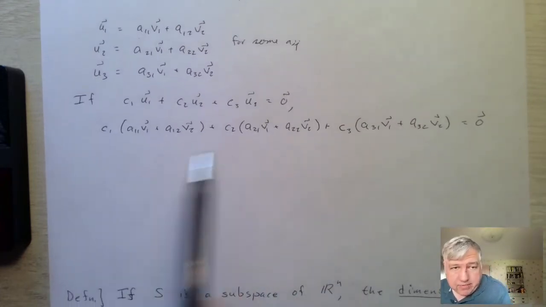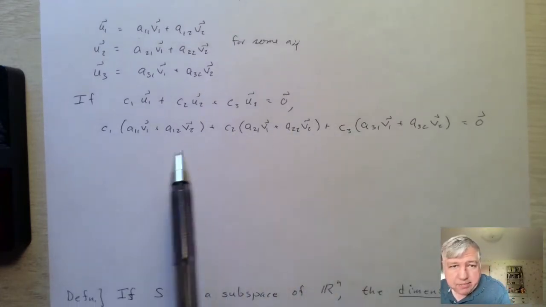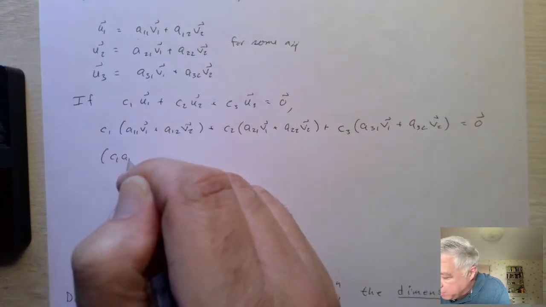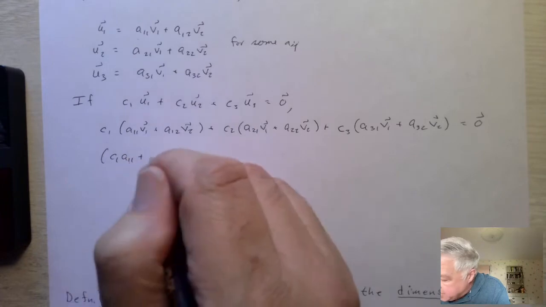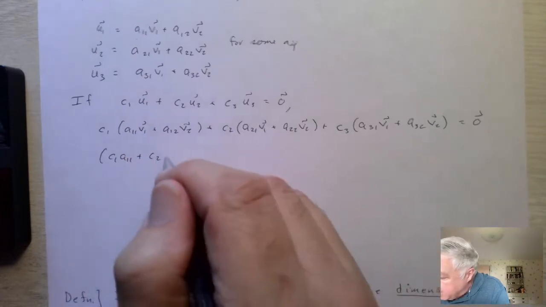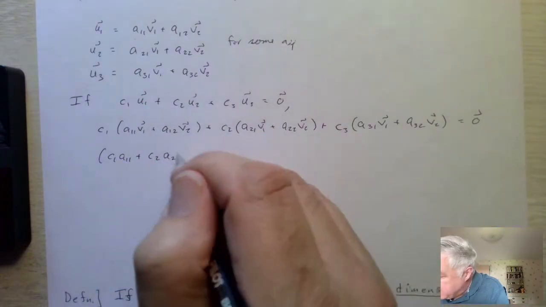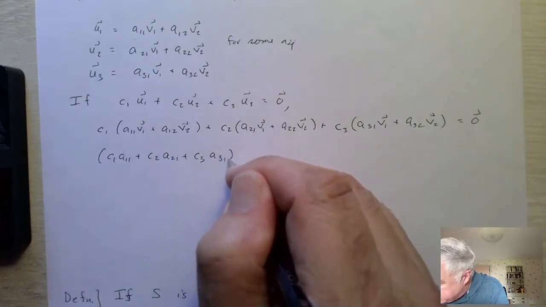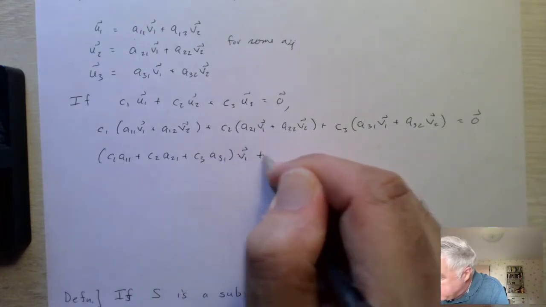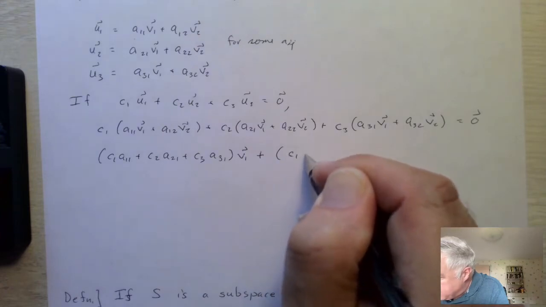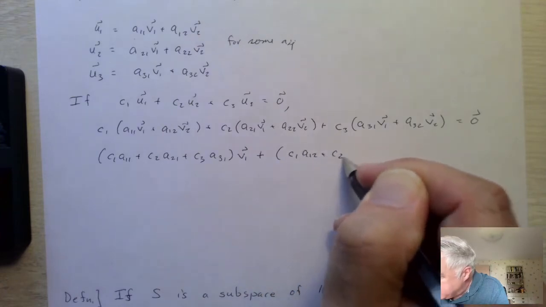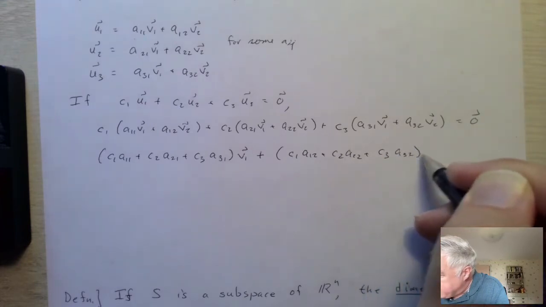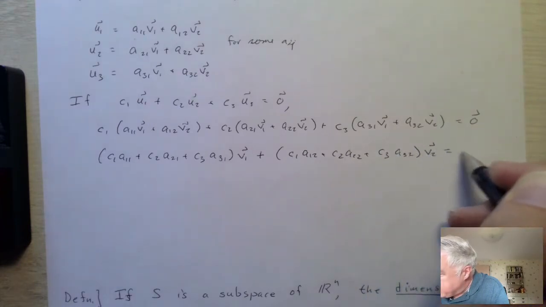And now we can write everything as a linear combination of v1 and v2. So this will be (c1 a11 plus c2 a21 plus c3 a31) times v1 plus (c1 a12 plus c2 a22 plus c3 a32) times v2 equals 0.